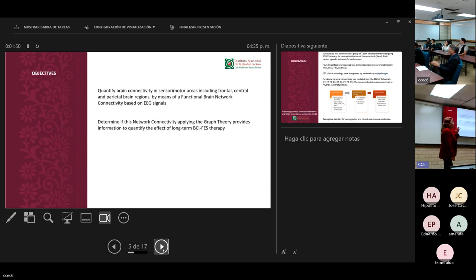Okay, our objective is to quantify brain connectivity in sensorimotor areas, including frontal, central, and parietal brain regions, by means of functional brain network connectivity based on EEG signals, and determine if this network connectivity, applying graph theory, provides information to quantify the effect of long-term BCI-FES therapy.